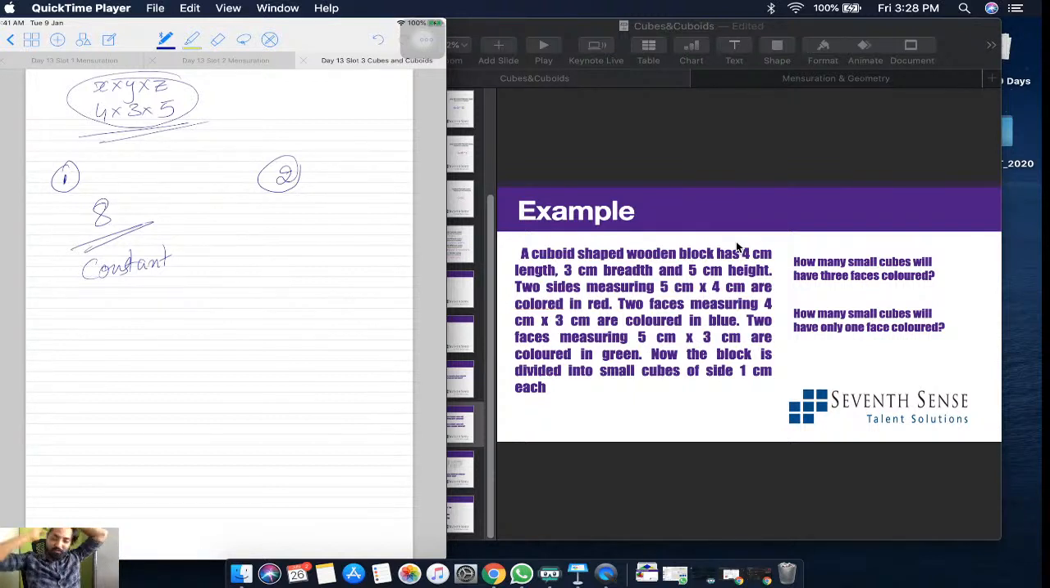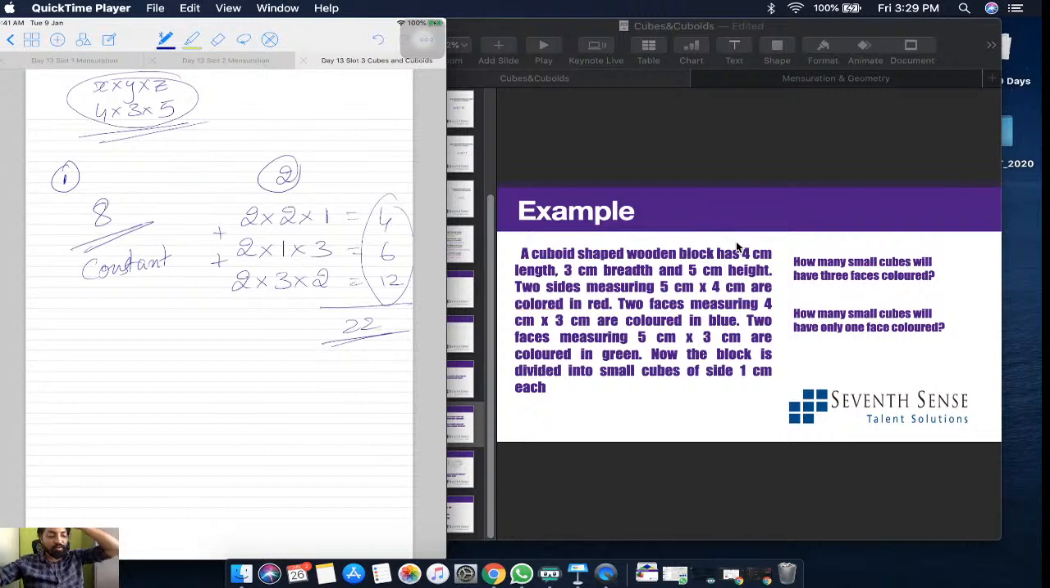Where do you find one face colored? So I'll write the answer: 2 into 1, 2 into 1 into 3, 2 into 3 into 2. Sum of this: 2 2s are 4, 6, 4 3s are 12. The answer is 22.